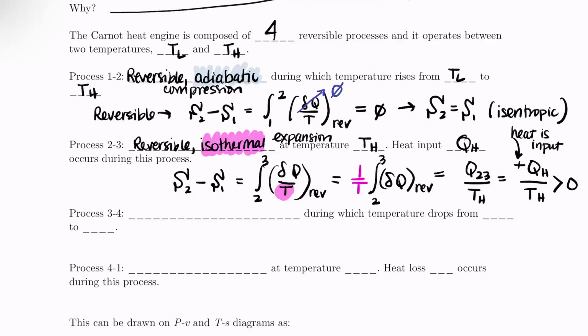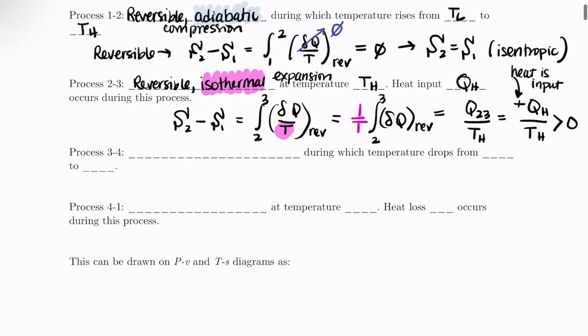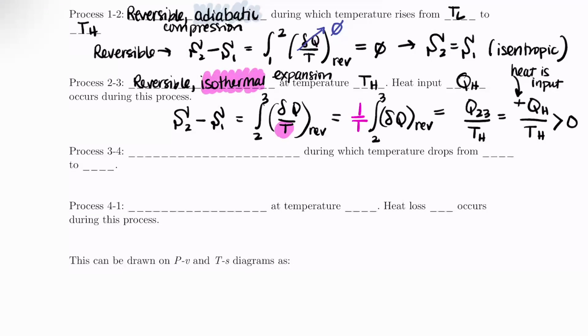Moving right along, our process to take us from state 3 to 4 is a reversible adiabatic expansion. And during this, our temperature is going to drop from TH to TL.